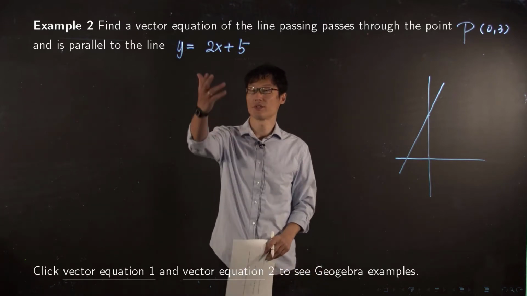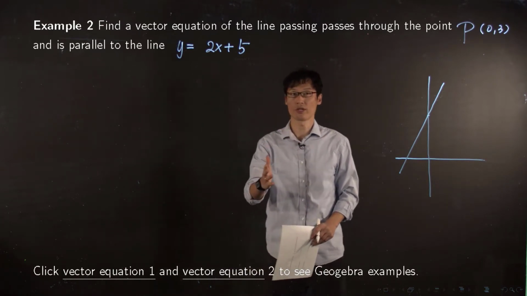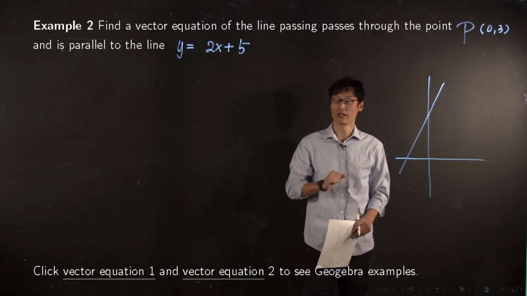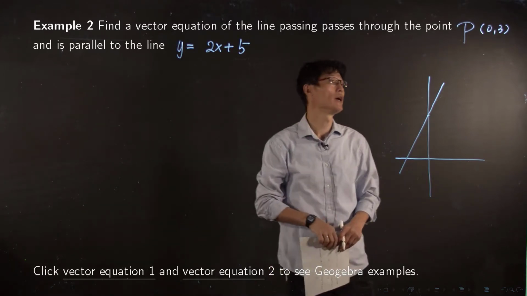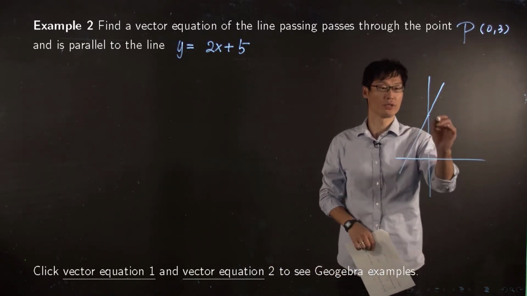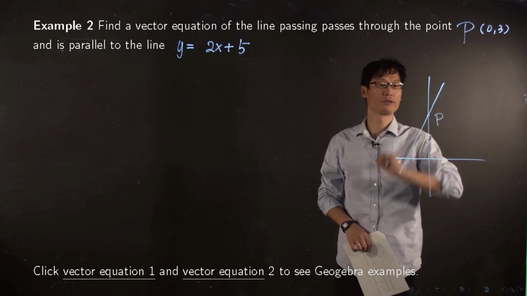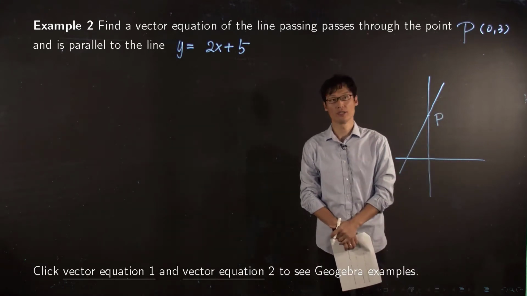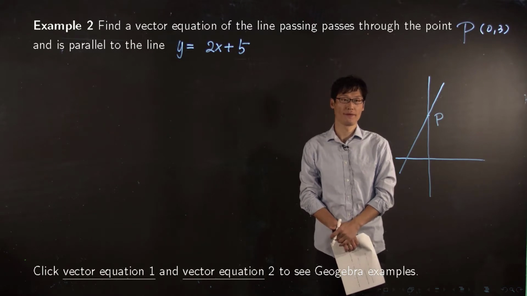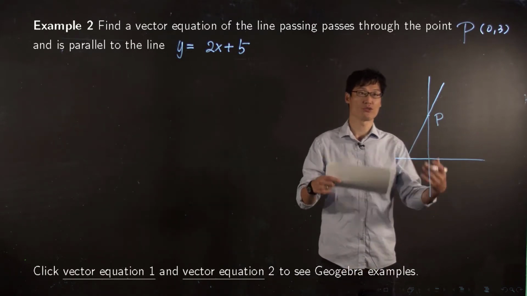So this line gives us the slope. So we are interested in a straight line with slope 2 that passes through point P. So the straight line looks like this. So we want to find a vector equation for this.